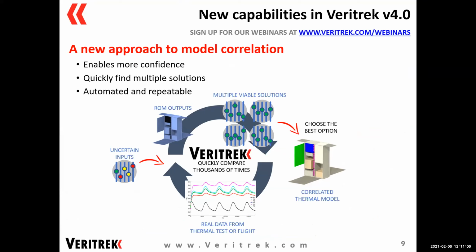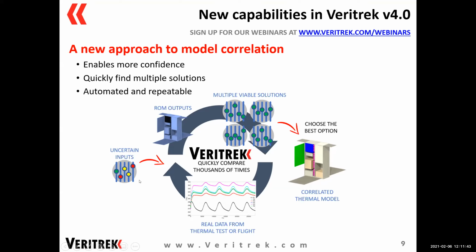Typically, when engineering and design teams are correlating models to test data, you have some uncertain input parameters that you're comfortable with varying, and you want the output results of your thermal model to line up with the data that you actually measured in your thermal test or in the lab. And typically it's kind of an iterative or manual approach of tweaking some of your input parameter settings, looking at the output results and seeing if they line up close enough with the thermal test data.